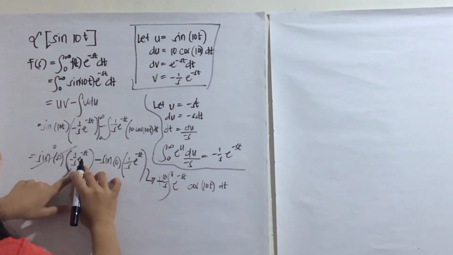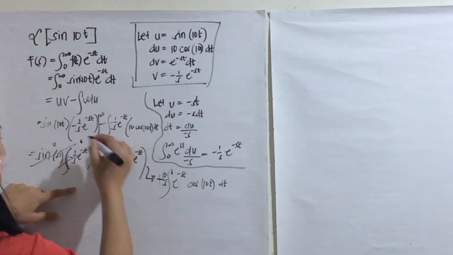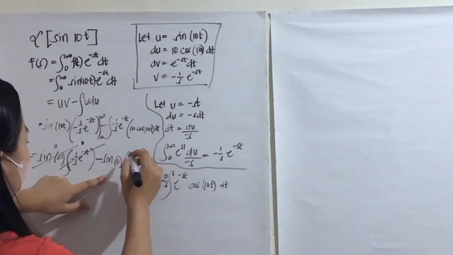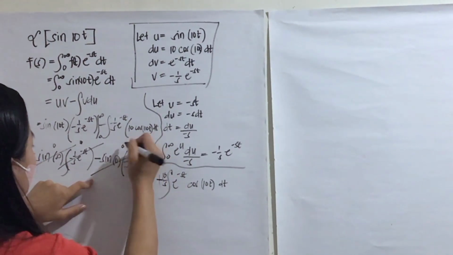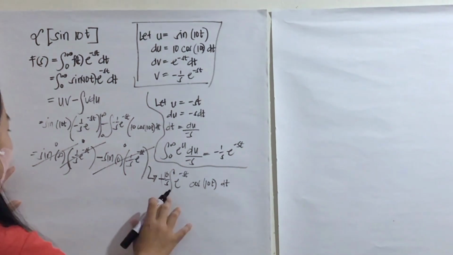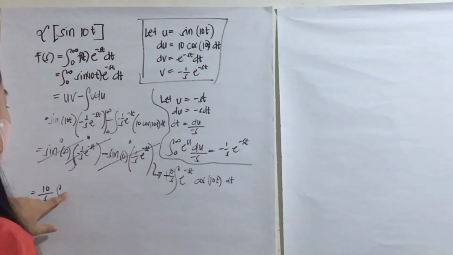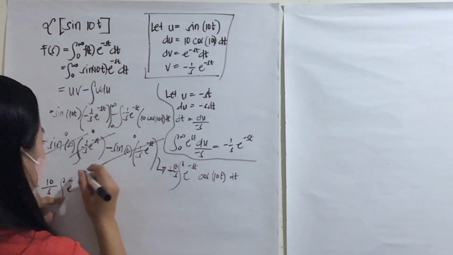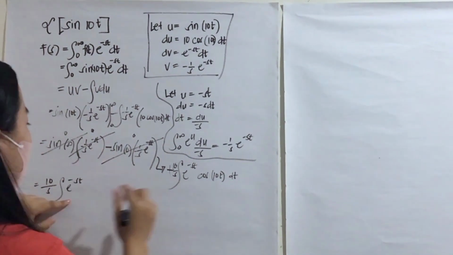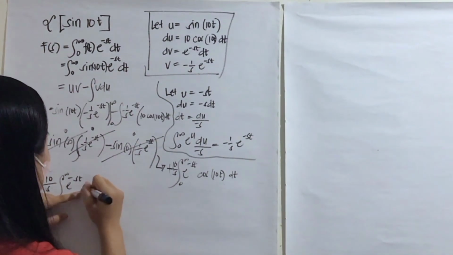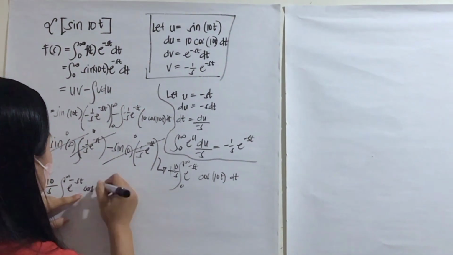0 times negative 1 over s is equal to 0. And then this one, sine 0 is equal to 0, so this will become 0 also. So we're left with positive 10 over s times the integral from 0 to infinity of e to the negative st cos 10t dt.